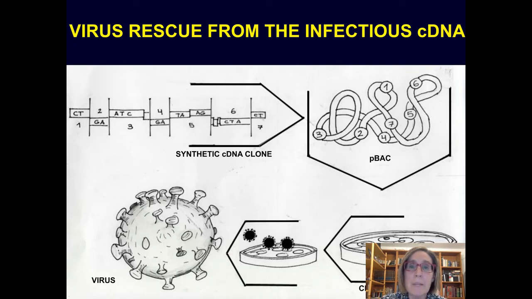Recombinant viruses can be rescued from the infectious cDNA clone, which is assembled by joining synthetic DNA fragments. This cDNA clone is introduced in bacterial artificial chromosomes, which are transfected into mammalian cells. RNA polymerases from these cells transcribe the DNA into an RNA molecule which is identical to the genomic RNA of the virus. This RNA starts the virus life cycle, leading to infectious viruses that can be rescued from the supernatant of the cells.